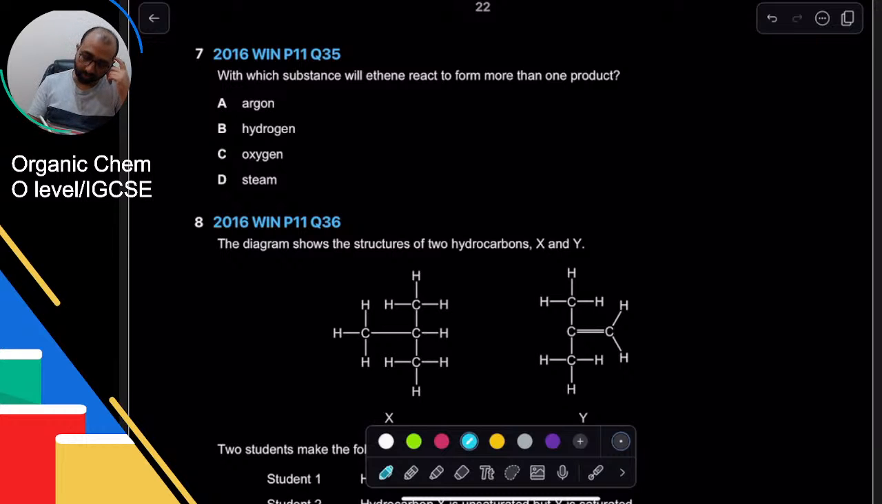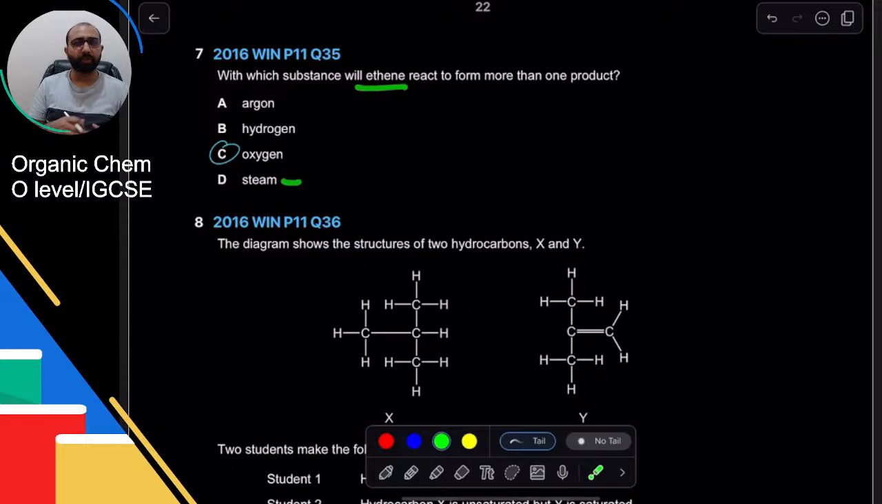So we are looking for C, which does not do an addition reaction. Argon will not react with it at all. With hydrogen it is addition, so it's only going to create an alkane, which is ethane. With steam, it's going to make ethanol, no isomers. So C is the only option where it creates carbon dioxide and water.